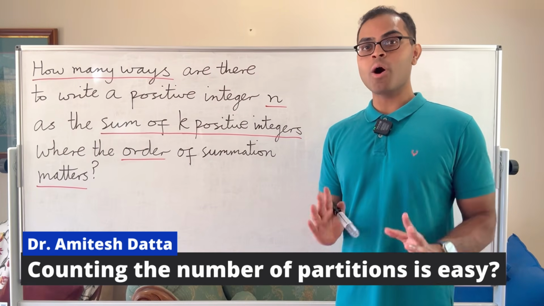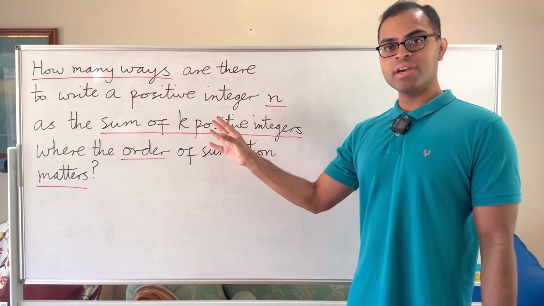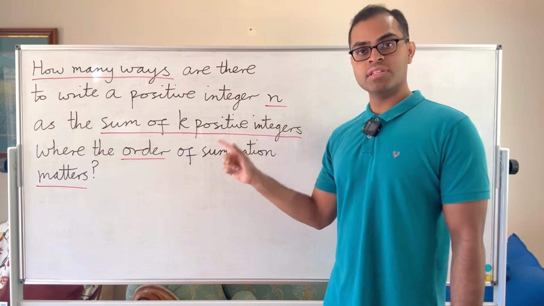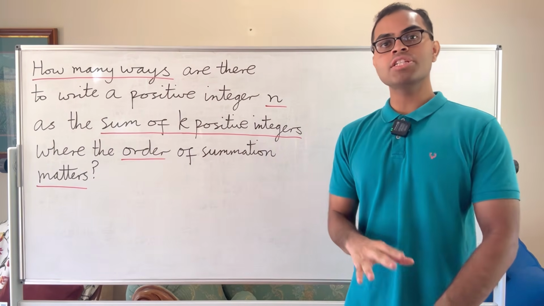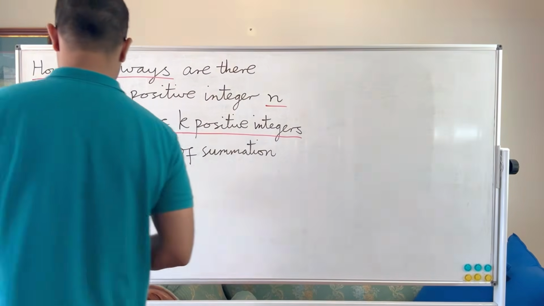I've got an exciting combinatorics video for you on my channel. We want to figure out how many ways there are of writing a positive integer n as the sum of k positive integers, where the order of summation matters. Okay, so as an example, I'm just going to show you what I mean by this.